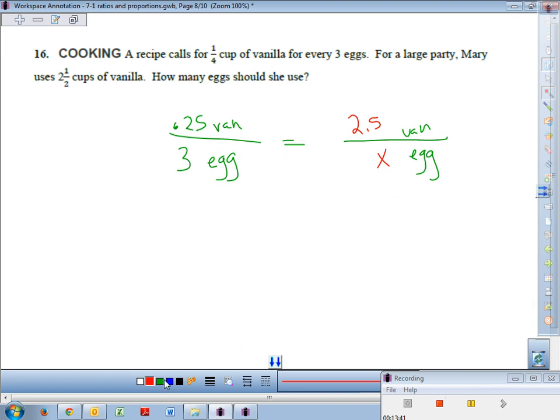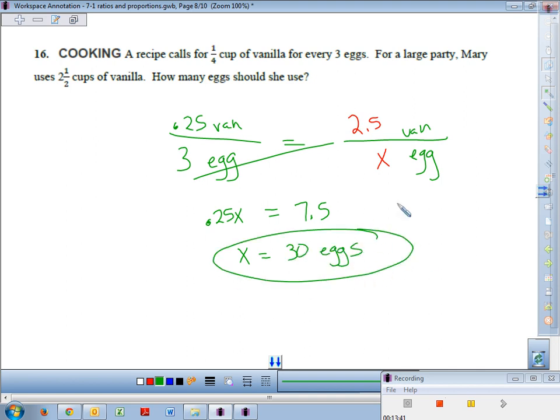So solve by cross multiplication. 0.25x will equal 3 times 2.5, which is 7.5. Then divide both sides by 0.25 and get 30 eggs.